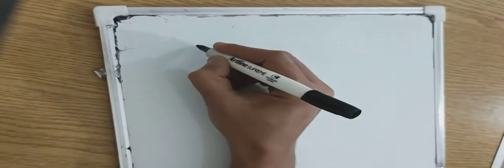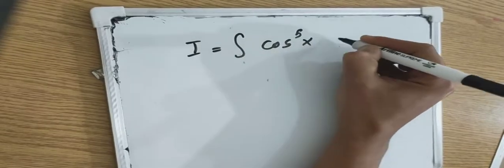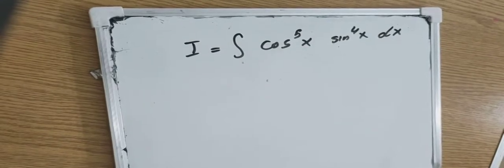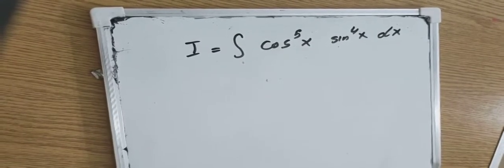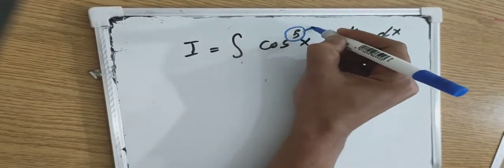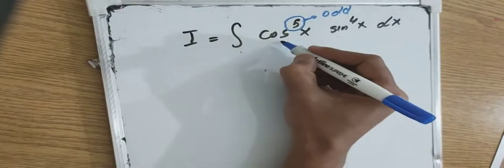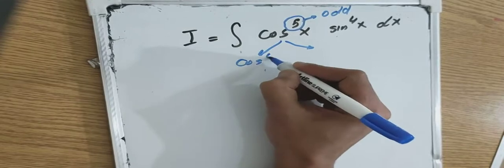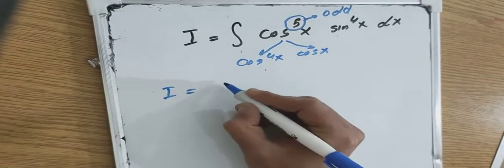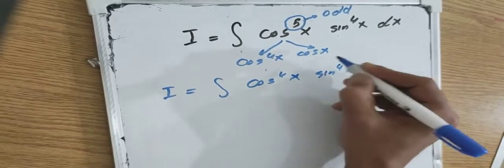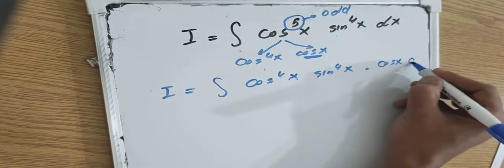Let's see another example. If we need to integrate cosine power 5 x times sine power 4 x. So we now need to integrate cosine and sine functions, and one of the functions has an odd power. So again, we can write cosine power 5 as cosine power 4 times cosine. So our integration will equal the integration of cosine power 4 x sine power 4 x times cosine x dx.